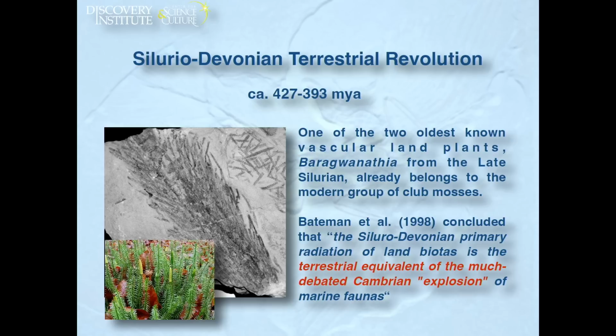So what we find here is the sudden appearance of terrestrial plants. And the earliest terrestrial plants that have been discovered, like Brachymagnatia, which has been discovered from the Silurian in India, already belong to recent subgroups of plants like liverworts. And you see here a quote from a mainstream paper by Bateman et al. in '98. He said, "Silurio-Devonian radiation of land biotas is the terrestrial equivalent of the much debated Cambrian explosion." So again, the same pattern as the Cambrian explosion we find with the origin of land plants.